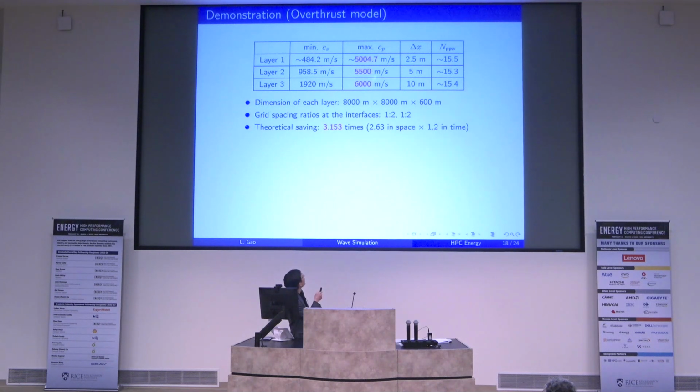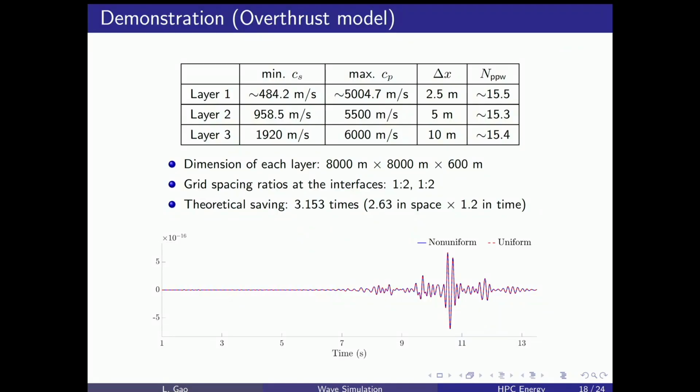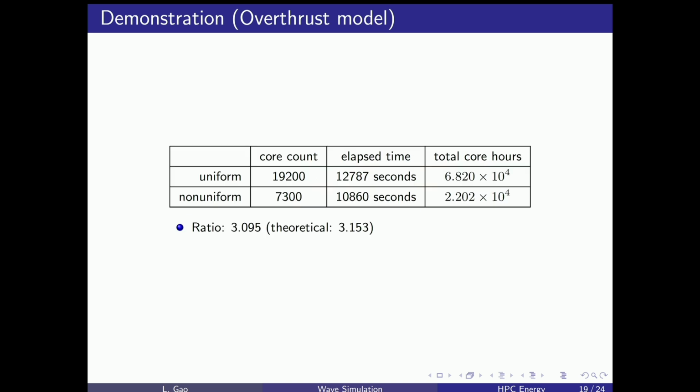The problem here is that the maximum wave speeds are pretty much the same across all layers. So the theoretical speedup, we couldn't achieve that much. It's very meager, just a little bit over 3. But for demonstration purposes, I think it's sufficient. This is the comparison of the signal, and this is the energy. And this is what we were able to achieve numerically. I think it's about a 3% overhead compared with what is predicted theoretically.